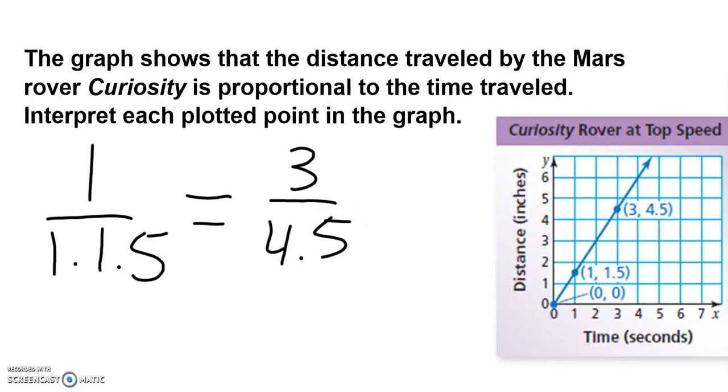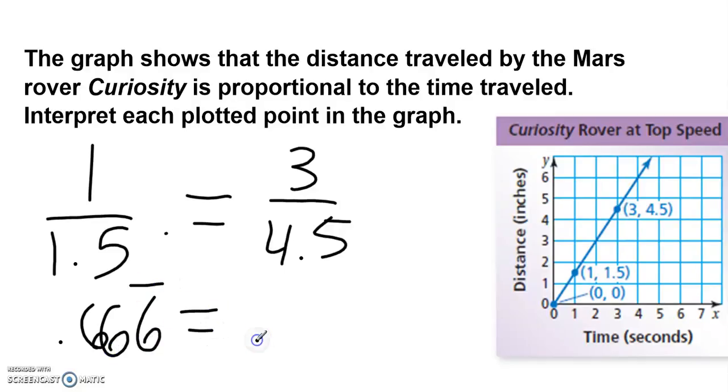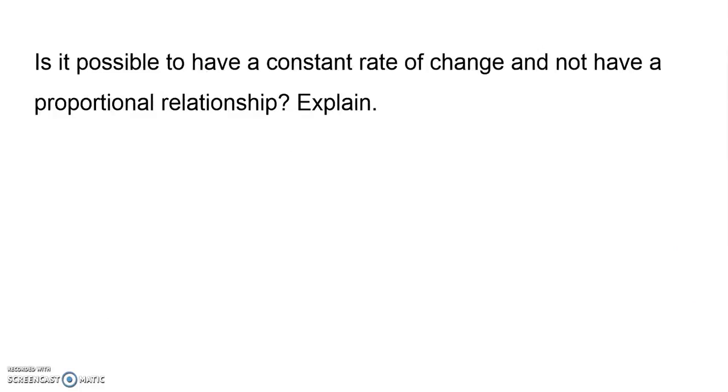Oops, I don't know why I wrote this one like that. Okay. Because this is 0.666 repeated, and so is this one. Okay. So, yeah, they're definitely proportional.